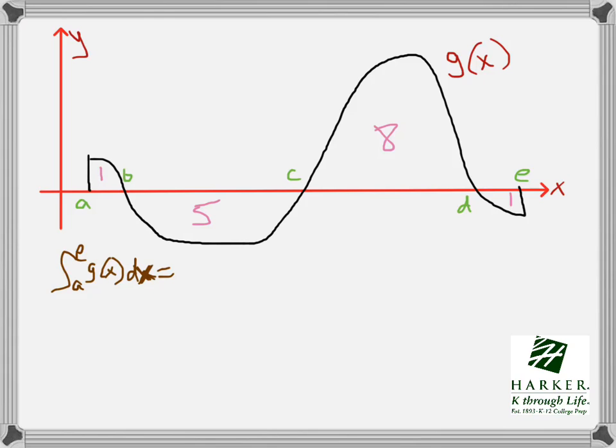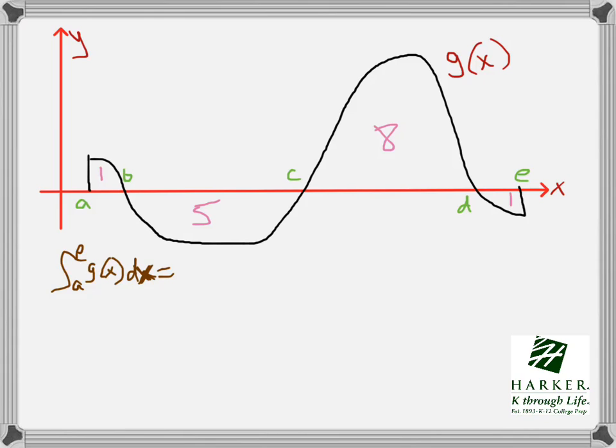Okay, here's our first problem, just for practice. So I've drawn a sketch. 1, 5, 8, and 1, those represent actual areas. Those are actual areas. And the question is, what is the integral from a to e of g of x dx? So you can pause it now, go ahead and do it. You can probably figure it out by now.